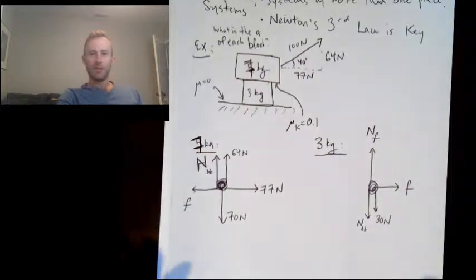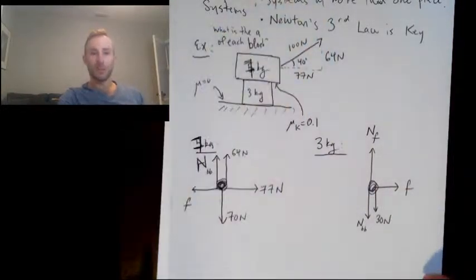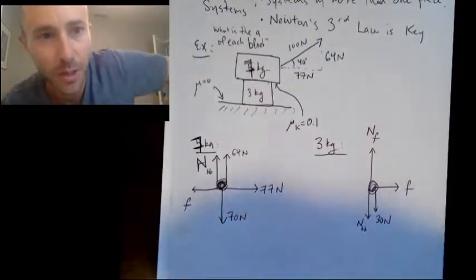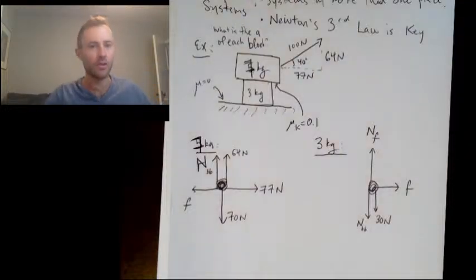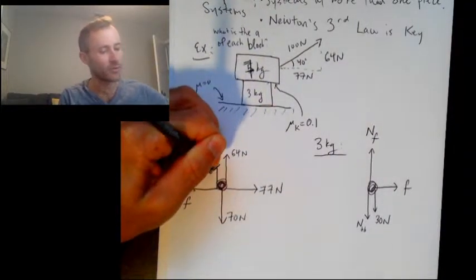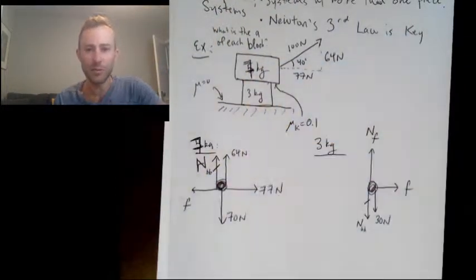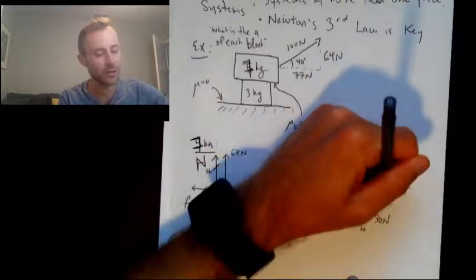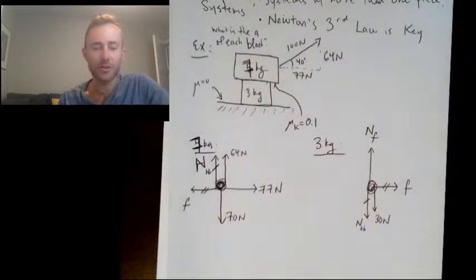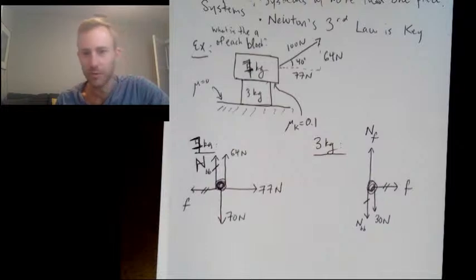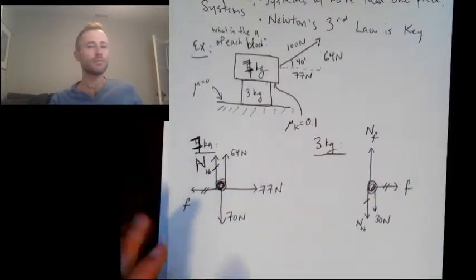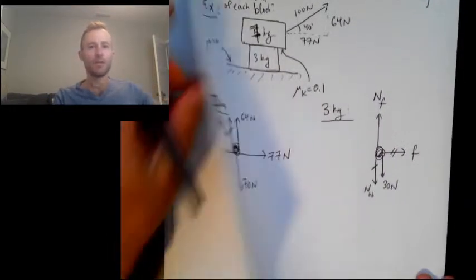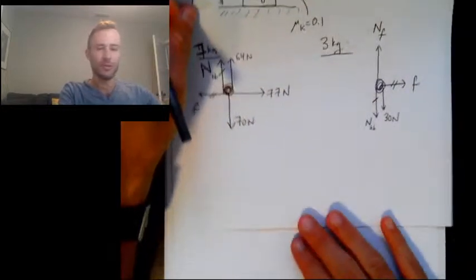So now what I have to do is use Newton's third law to connect the action-reaction pairs, okay? Notice how the normal force between the blocks must be equal in size because those are action and reaction. The friction forces must be the same size because those are an action-reaction pair. Nothing else is an action-reaction pair in this problem. So now we're going to go to Newton's second law.